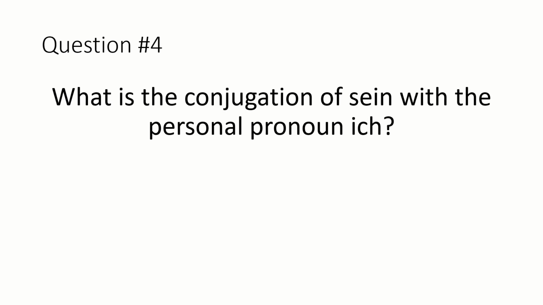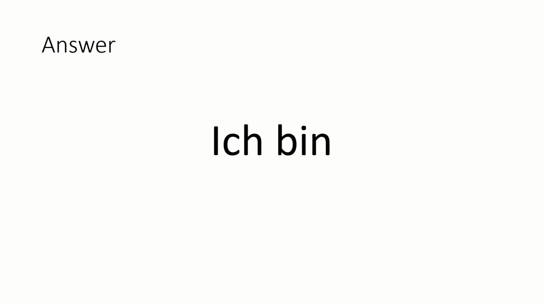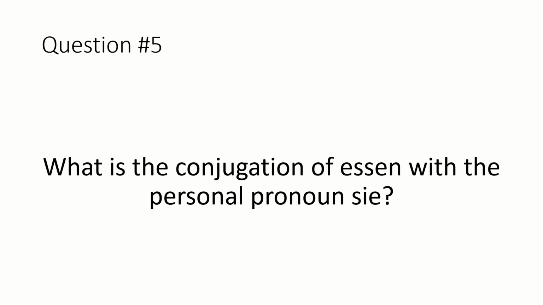Question 4. What is the conjugation of sein with the personal pronoun ich? All right, the answer is ich bin. Remember, sein doesn't have a stem, so you just have to remember these. So it's ich bin, which is "I am." Question 5, which is the last question.